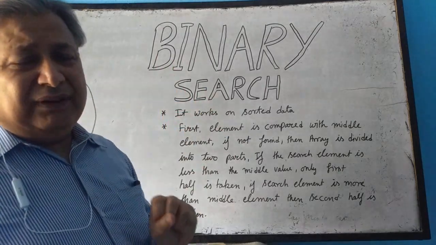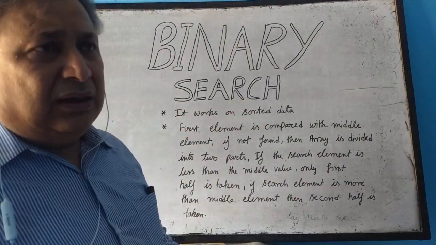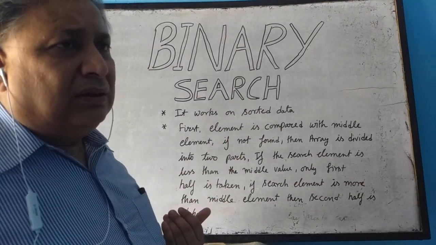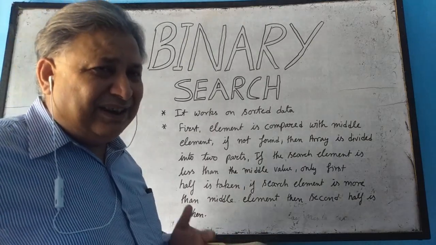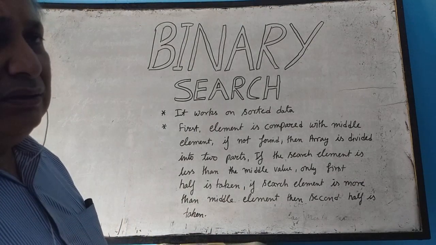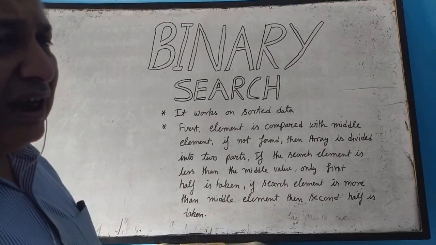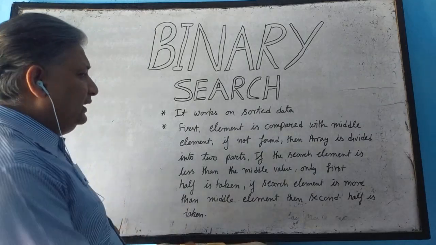If the data item which we are looking for is less than the data item at the middle, it checks the first part, which is at the left hand side. And if the data item which we are looking for is more than the middle element, then it checks the other part, which is at the right hand side. To understand this, we can take an example in C.